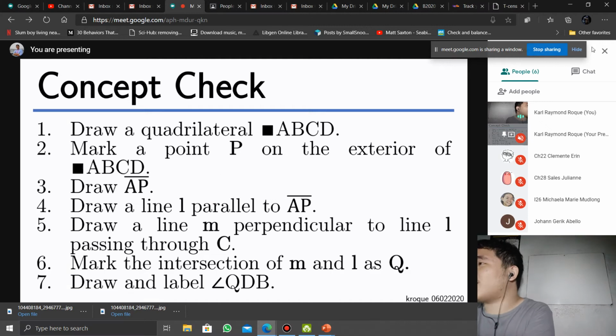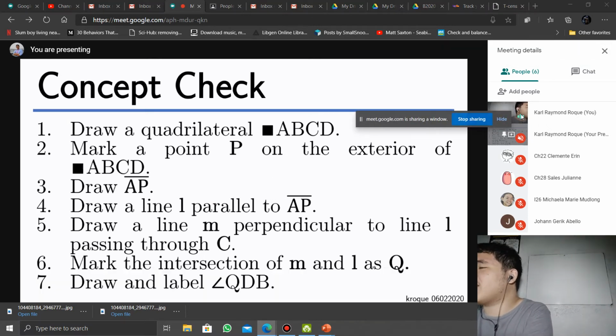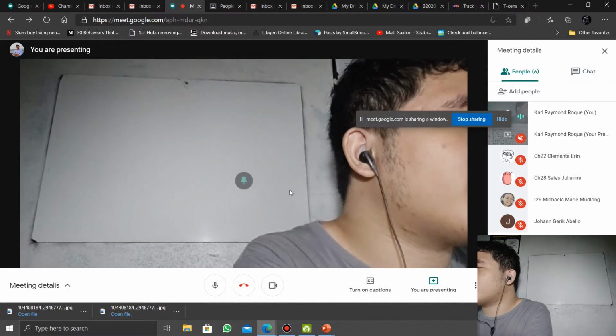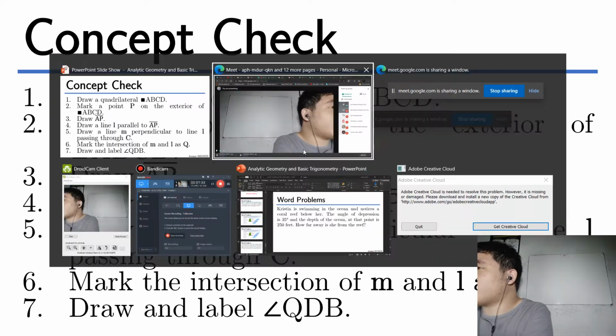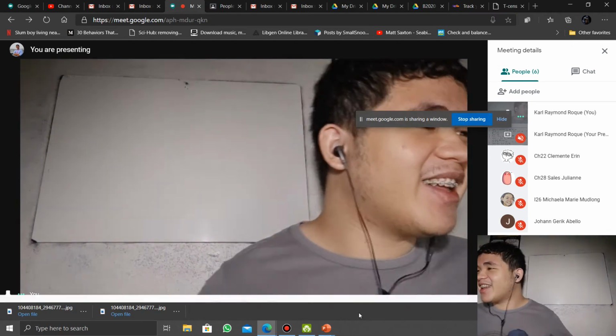Let's have a concept check, no? I'll do this one first kasi I'll let you do something naman later. Sige, just an example, no? If you could look at the whiteboard, do you see the whiteboard?